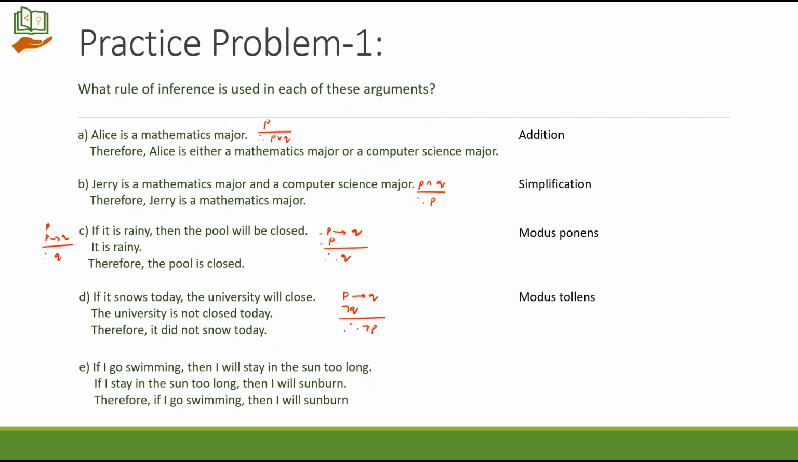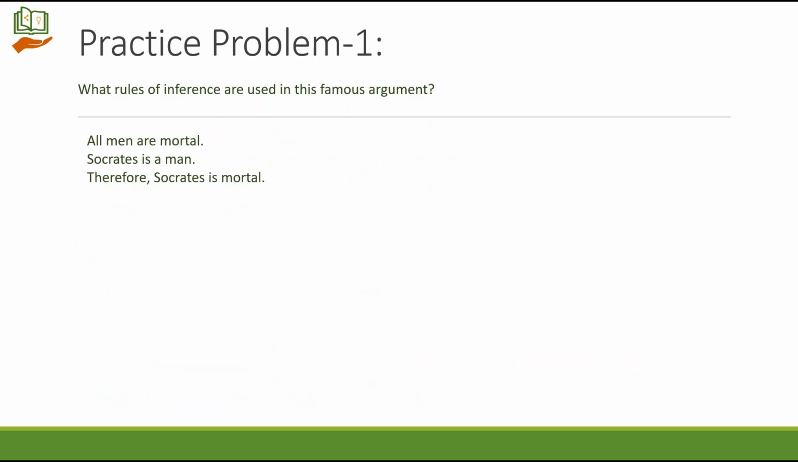Coming to E. If I go swimming, then I will stay in the sun too long. This is P implies Q. If I stay in the sun too long, then I will sunburn. This is Q implies R. Therefore, if I go swimming, which is P, then I will sunburn is R. What is this? Hypothetical syllogism. What rules of inference are used in this famous argument? All men are mortal. Socrates is a man.